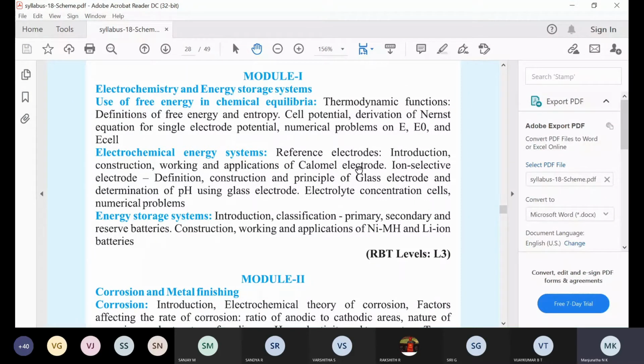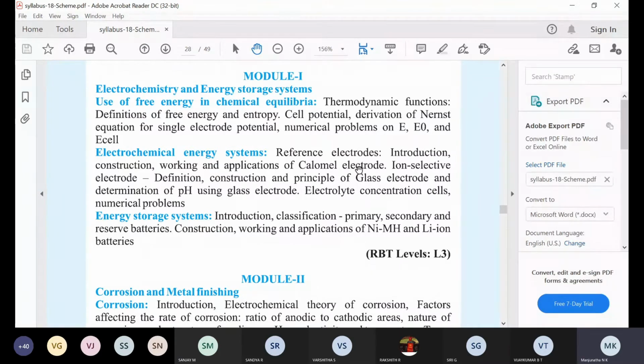So coming to another unit in module 1, that is energy storage systems, meaning battery technology. In this battery technology, we are going to discuss the introduction, how to construct a battery, what the basic components present in a battery are, and classification of batteries. There are 3 types. One is primary batteries, which are non-rechargeable. Another one is secondary batteries, which are rechargeable batteries. Another one is reserve batteries.